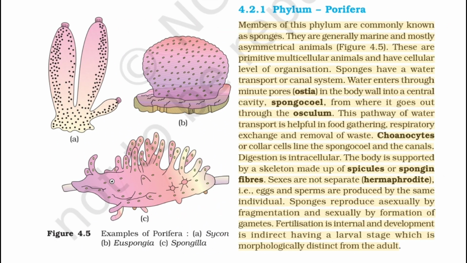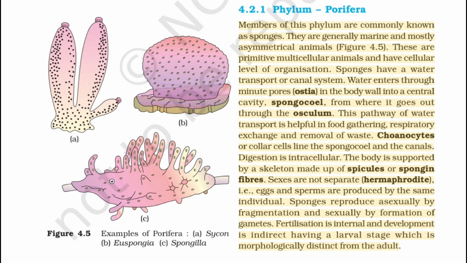4.2.1. Phylum Porifera. Members of this phylum are commonly known as sponges. They are generally marine and mostly asymmetrical animals, figure 4.5. These are primitive multicellular animals and have cellular level of organization. Sponges have a water transport or canal system. Water enters through minute pores, ostia, in the body wall into a central cavity, spongocoel, from where it goes out through the osculum. This pathway of water transport is helpful in food gathering, respiratory exchange and removal of waste.